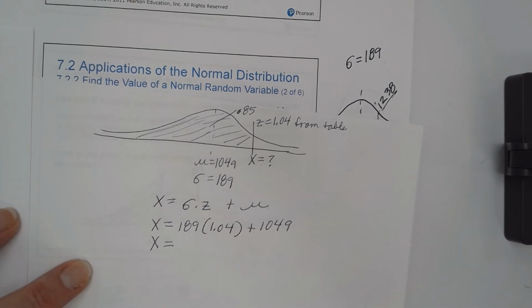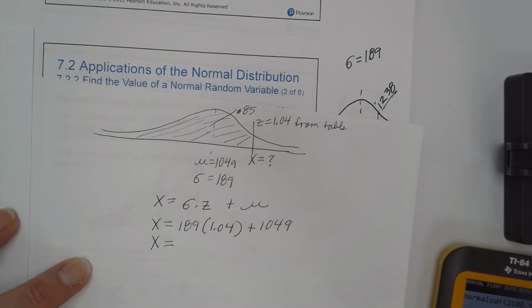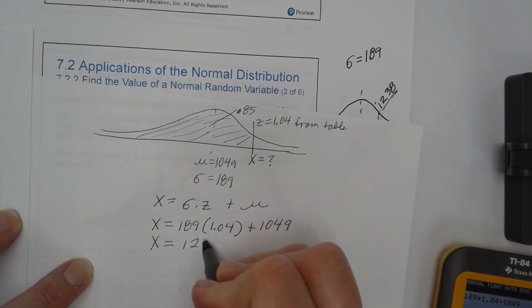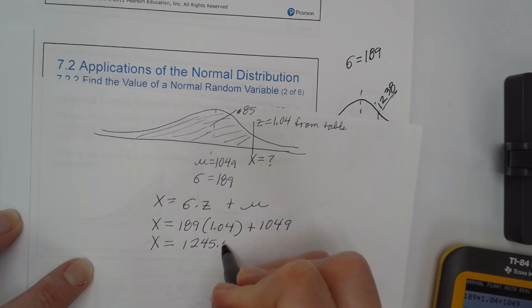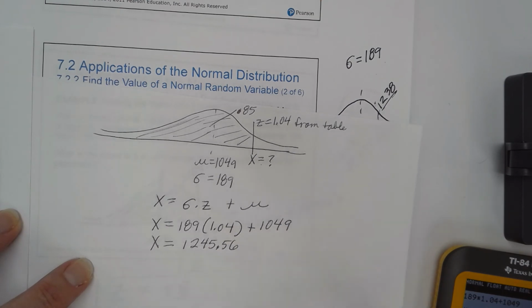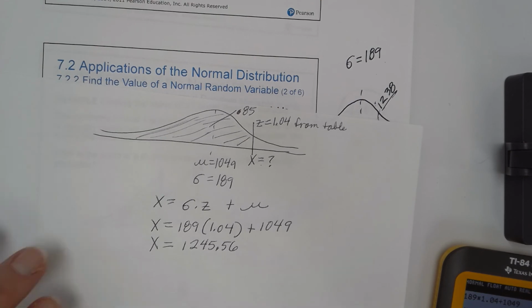Okay, so 189 times 1.04 and then plus 1,049 is 1,245.56. How do we get the z-score without the table? Okay, so you can do that without the table. You can do that with your calculator.